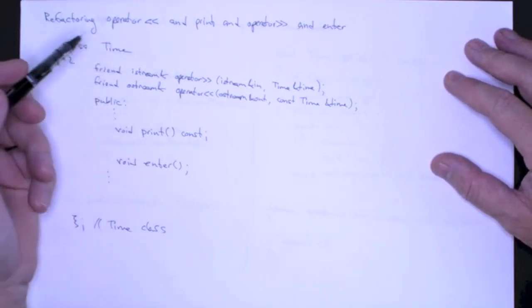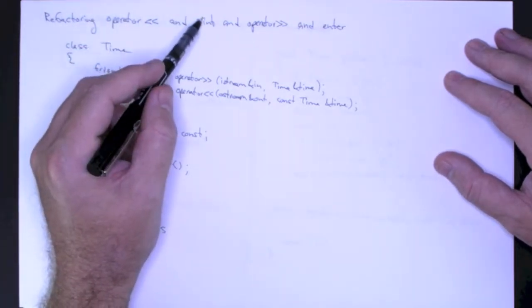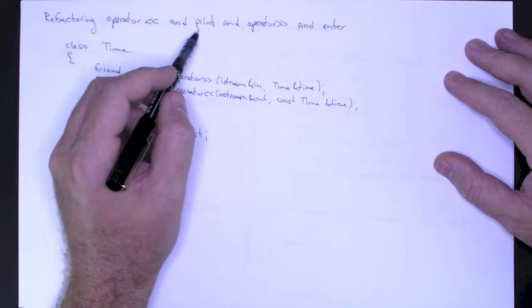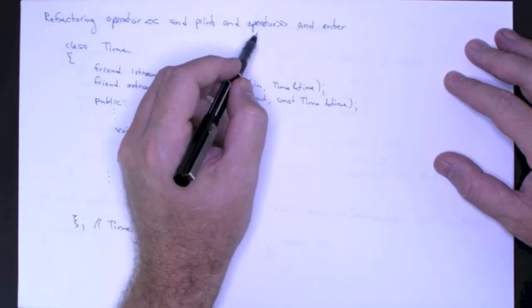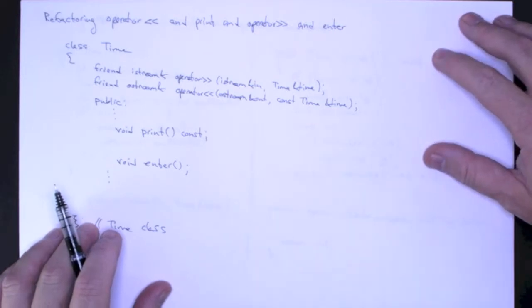What I want to try to do is change things around so the code is just in the print method, and then I'm going to have the insertion operator call print. I'm going to have the code in enter, and I'm going to make the extraction operator call enter. So here's how I'm going to do that.